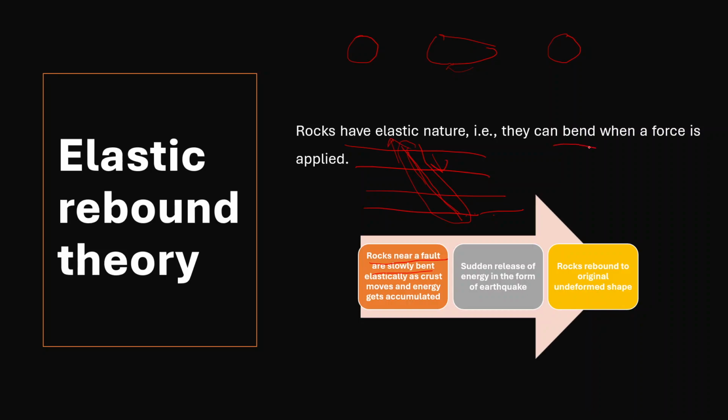So when that movement happens, it's not like it is going to break and go up. So in the initial stage, it will bend like this. So instead of a straight line like this, you can see a bend forming like this, where the fault movement is happening. So that is what it is saying. So it is slowly bent elastically as crust moves and energy gets accumulated.